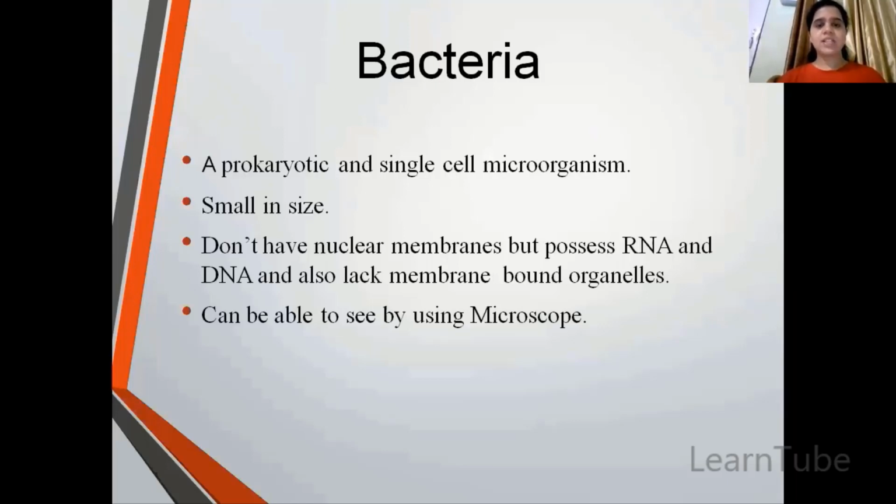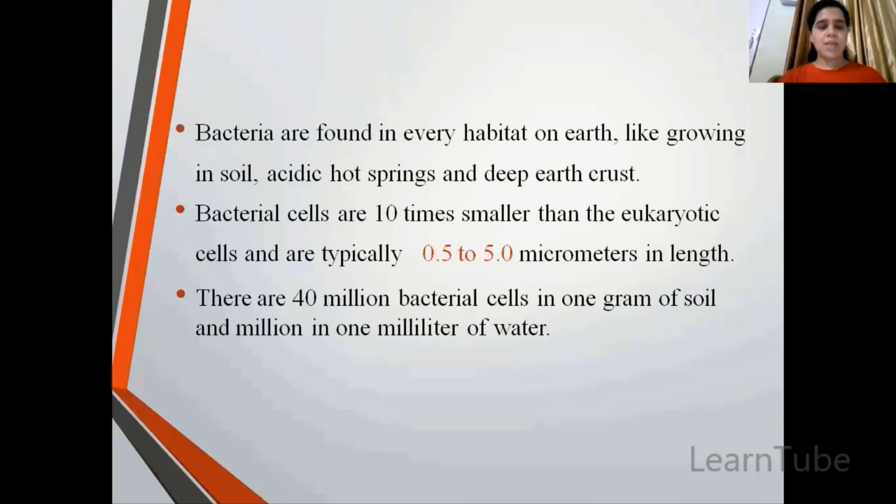They are small in size. Size ranges around 0.5 to 5 microns. And as you all know, prokaryotic means no nuclear membrane, but it may contain DNA and RNA. And they are viewed under a microscope. So now what is the natural habitat? Bacteria are present everywhere on earth, in air, in soil, in water, in hot springs.